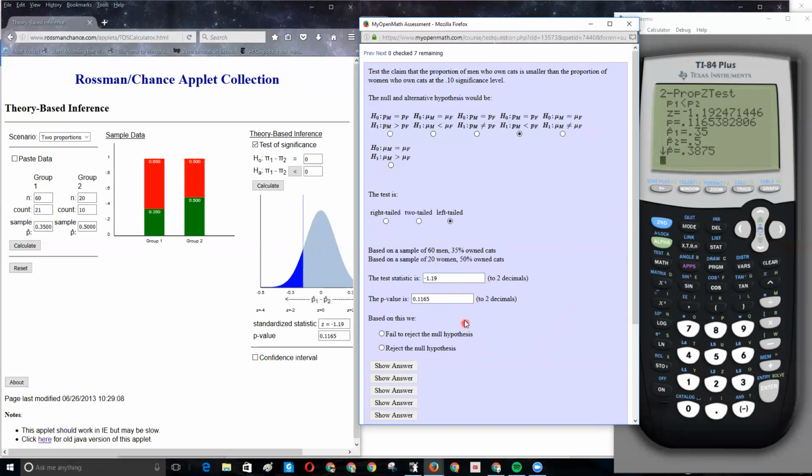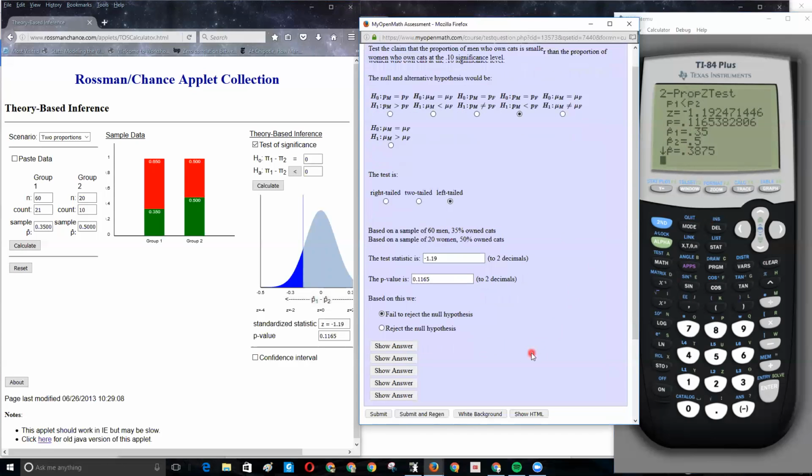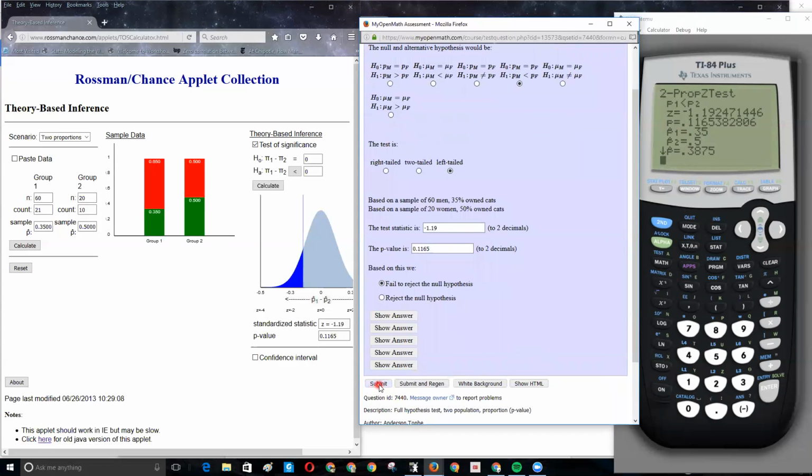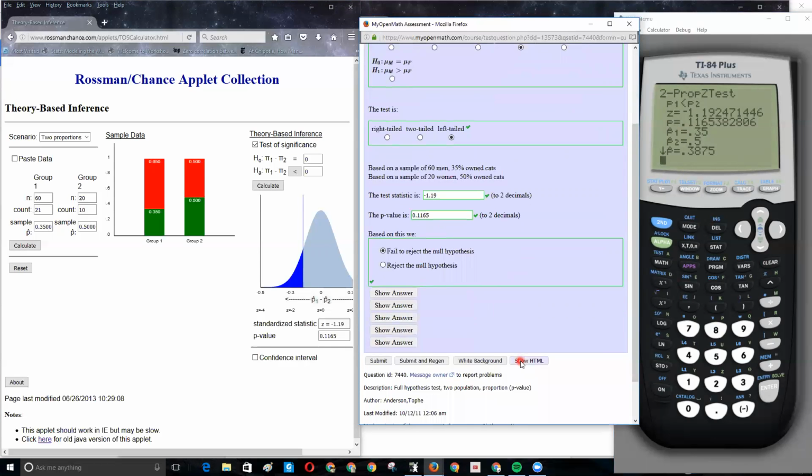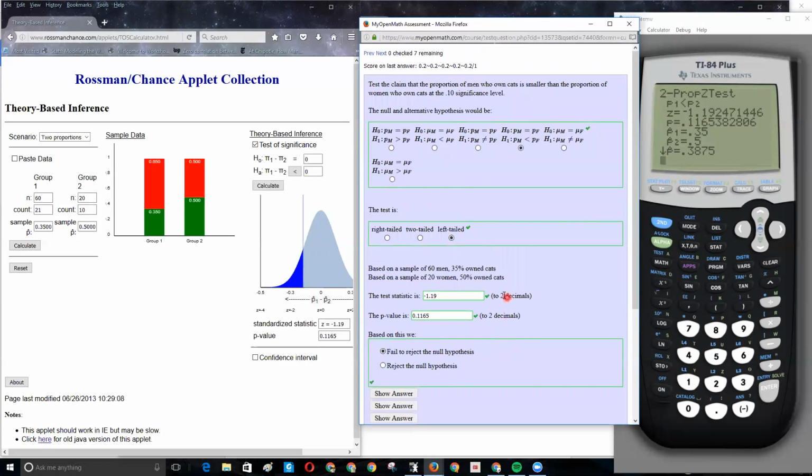And because that's such a large p-value, I'm going to fail to reject the null hypothesis. And I'm pretty sure this will give me the right answers. Did it? Did I get everything right? A whole bunch of greens. That's good. Okay, so hopefully that'll help you solve this question.